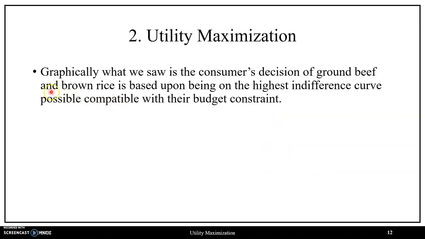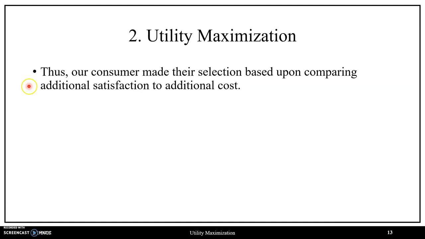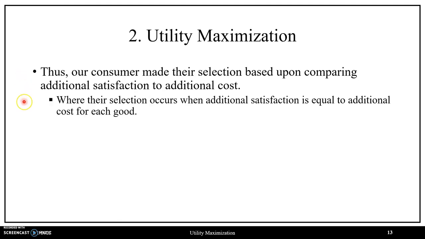So then graphically what we saw is the consumer's decision of ground beef and brown rice is based upon being on the highest indifference curve possible that is compatible with their budget constraint. This occurs when the marginal rate of substitution is equal to the price ratio, in that there's no further incentive to consume more or less of either good. So then, going back to our original question, our consumer makes their selection upon comparing additional satisfaction to additional cost, where their selection occurs when additional satisfaction is equal to additional cost for each good. And where we'll pick up in our next video is to use this information to then develop product demand.